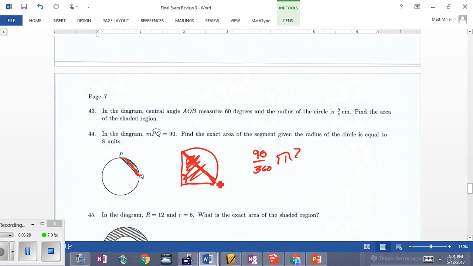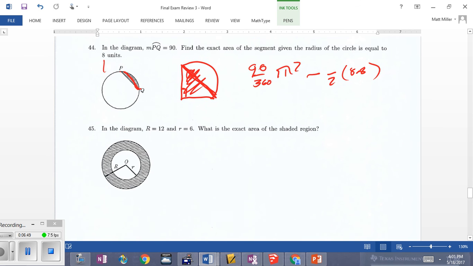And this triangle, of course, is a right triangle, and the sides are the radius, which are 8, so minus 1/2 of 8 times 8. So that will find that area. And then this area is just the difference of the two circles, so it's pi big R squared minus pi little r squared, and you have those values just plugging in. Okay, so there you have it. Hopefully that helps, and you'll be in good shape for the quiz moving forward into the exam.